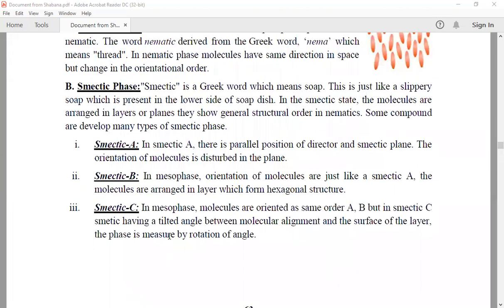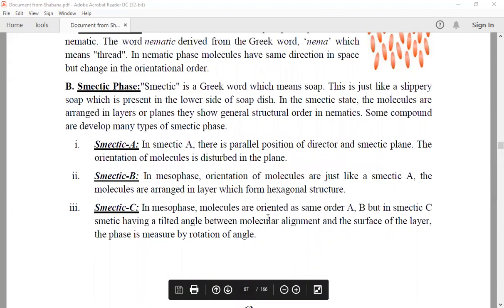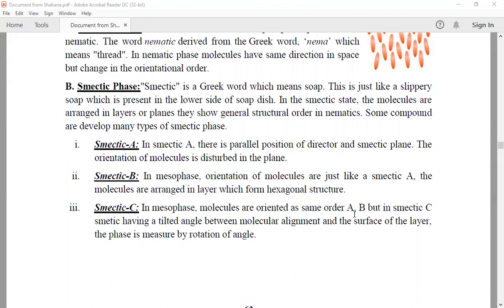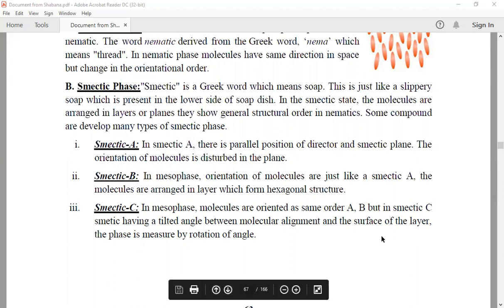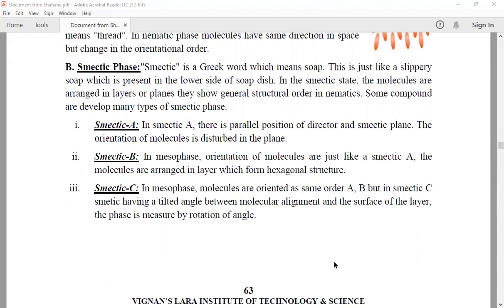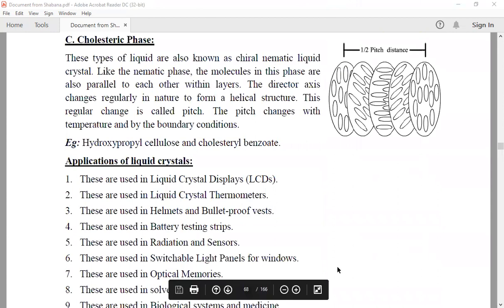That means in the mesophase, the molecules are oriented in the same order as that of smectic A and B, but in smectic C, there is a tilted angle between the molecular arrangement and the surface of the layer. And the phase is measured by the rotation of the angle. So these are the smectic liquid crystals.